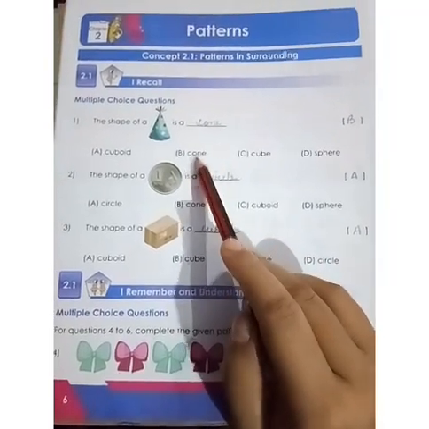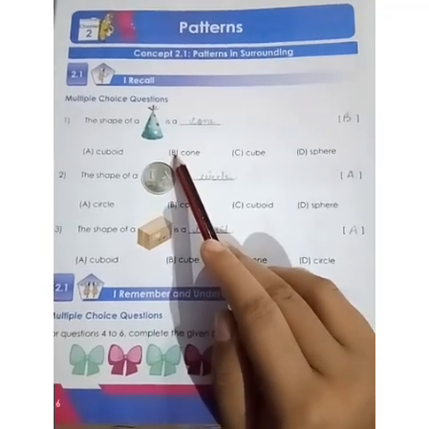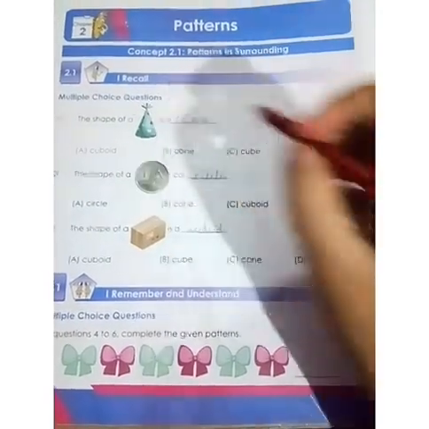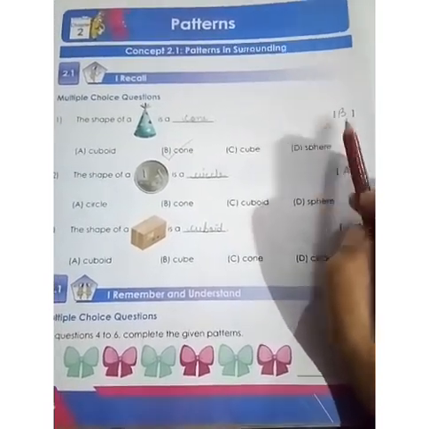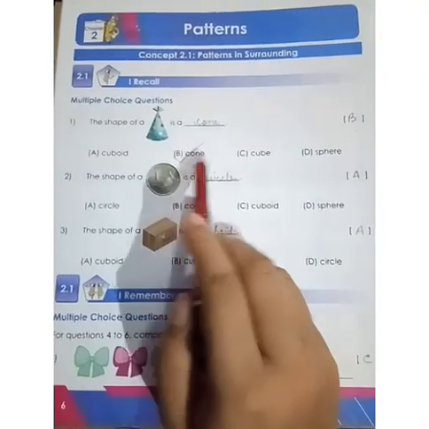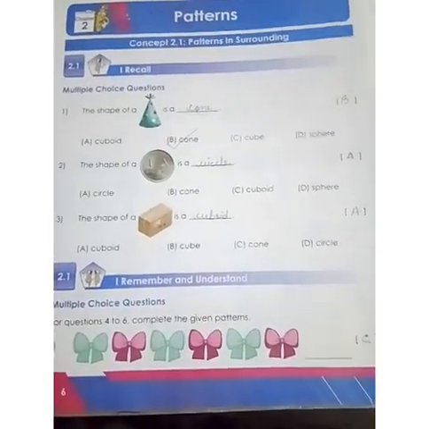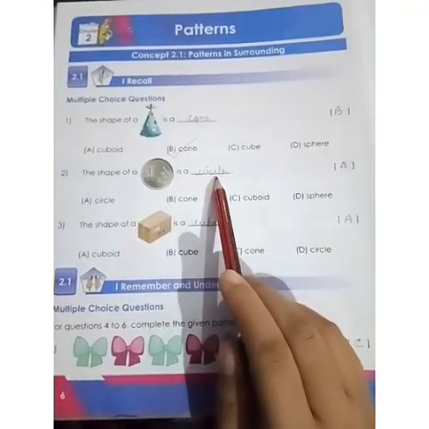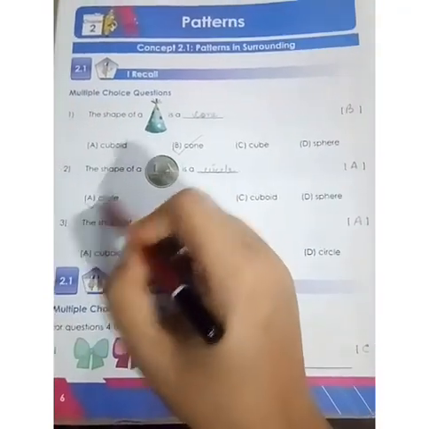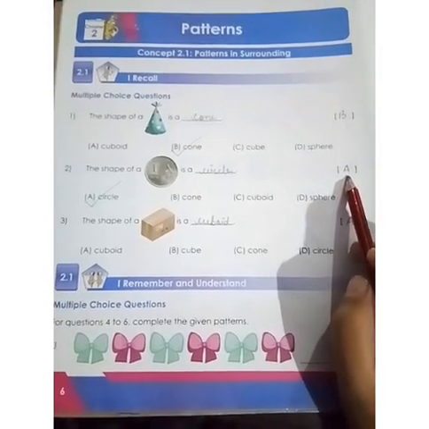We have to write the correct answer in the blank. And what is the option number? That is B. So we give a tick mark in B and write the correct option here, that is B. When this type of question is given where four options are given, it is known as a multiple choice question. The next is: the shape of a coin is a circle, and what is the correct option here? A. So you give a tick mark in A and write the correct option, that is A, here. This is how we do a workbook.